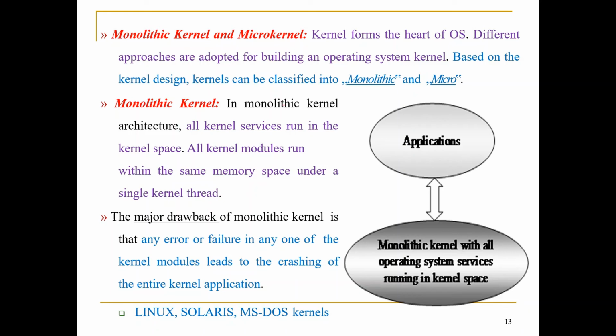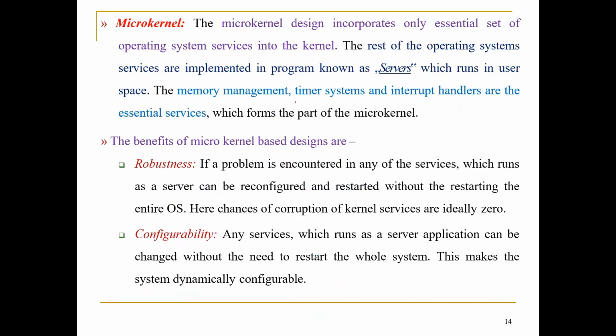As a solution to this particular kernel, you have an alternate kernel which is called microkernel. The microkernel design incorporates only an essential set of operating system services into the kernel. The rest of the operating system services are implemented in a program known as servers. Only the critical things, the important modules which are part of the operating system, are kept in the kernel space. The remaining unwanted things are all implemented in a program known as servers, which runs in the user space.